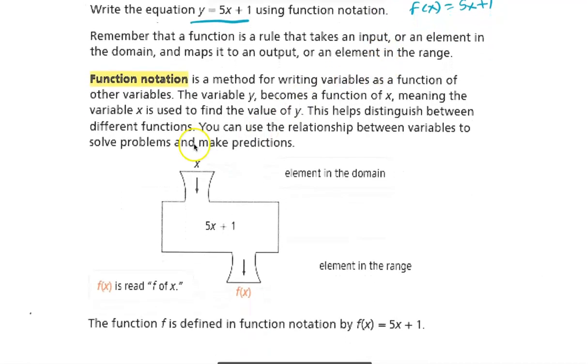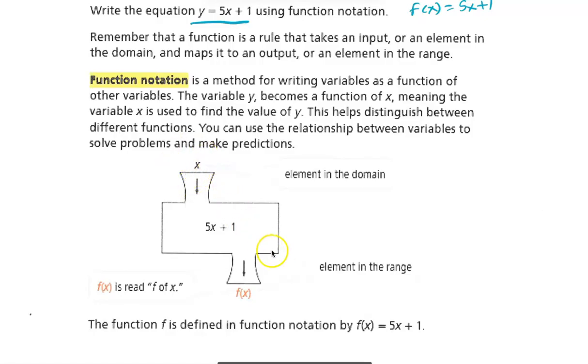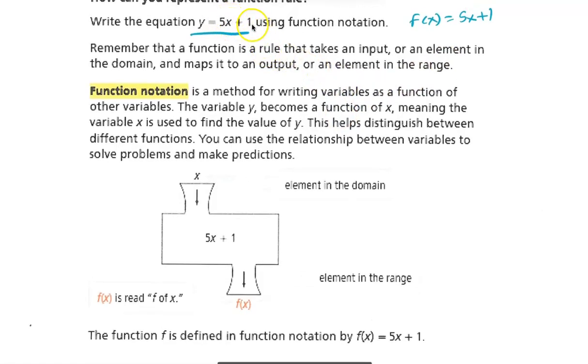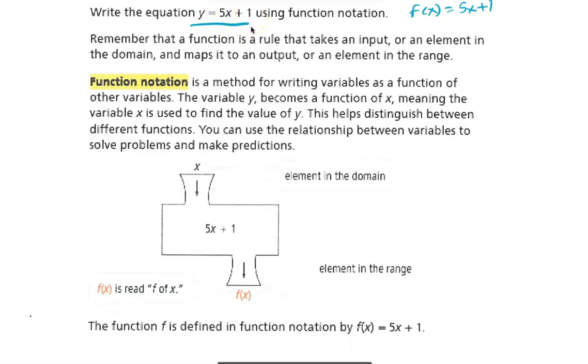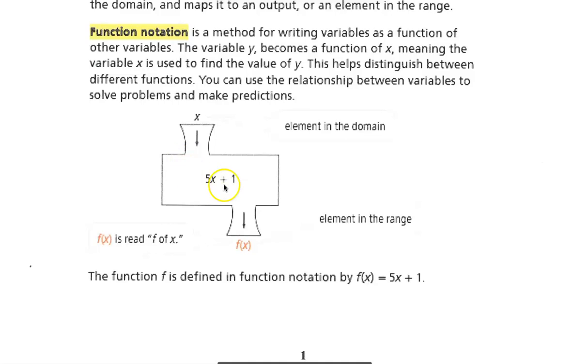So a lot of times you'll see people write this as a function machine. It's just a way to visually represent what's going on. Because really, all this function is, this 5x plus 1, is just a rule. It's saying, hey, whatever x is, times it by 5 and add 1. That's it. That's what it's trying to tell you. Whatever x happens to be, times it by 5, add 1, that's your y. The beauty of functions is that we can use them to find a relationship between variables to solve problems and to make predictions. So it's a very helpful mathematical tool.